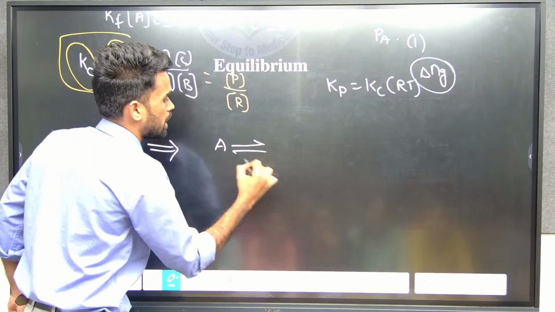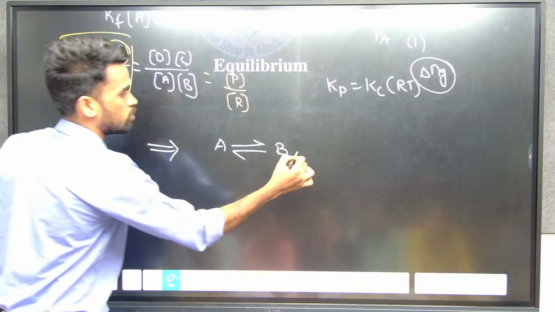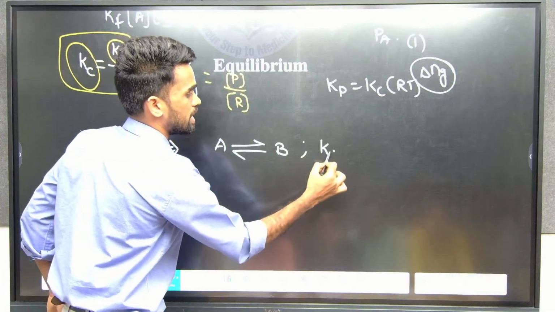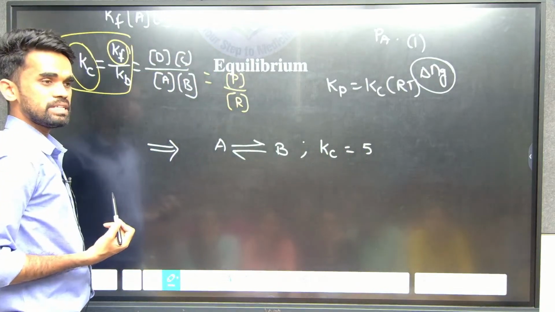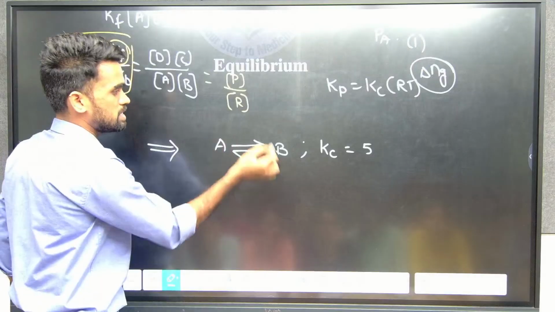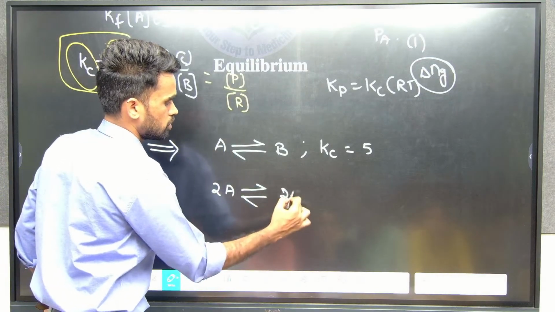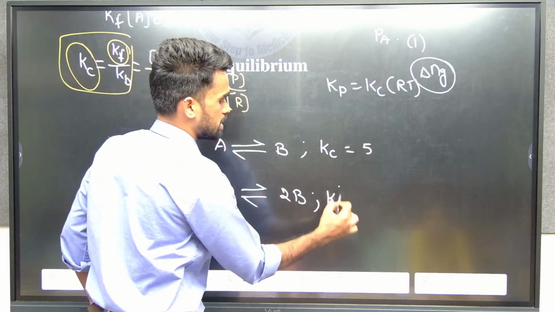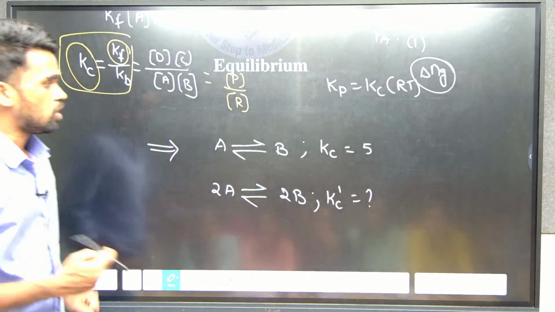So A and B are in equilibrium. Now what I am doing is I am multiplying this equation. See, this is an equilibrium reaction now. So for this, the equilibrium constant Kc is, let us say, 5. Its value is 5. Now I am multiplying this equation with number 2. It becomes 2A, 2B. That's it now. So its equilibrium constant, Kc dash I am writing, and I am asking what is the value of it.